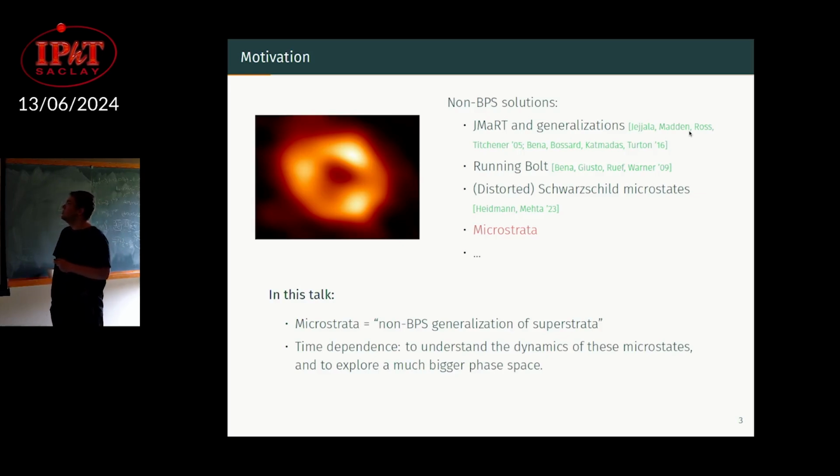The first such solution is JMaRT that we've already heard about in this conference, and its generalization. And there have also been some running bolt solutions, and tomorrow Pierre is going to tell us about his shortened microstate geometries. But today I want to tell you about microstrata. And microstrata, you can understand them as some kind of non-BPS generalization of superstrata. I will tell you exactly in what sense a bit later.